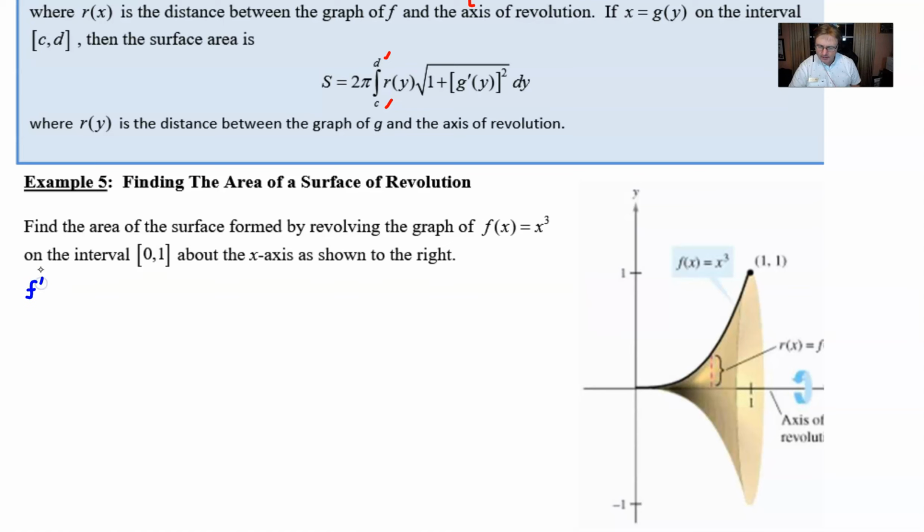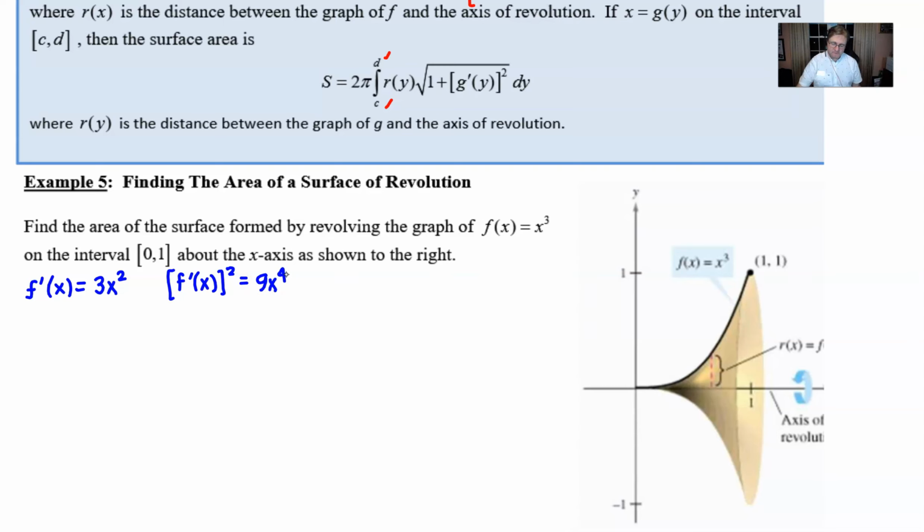Once again, arc length is on the BC exam. The surface area of revolution is not. But you could certainly encounter them in a college Calculus 2 course. So we're going to go ahead and take the derivative of f, which is 3x squared. That's pretty easy. And then we are going to take that derivative of f and square it. And that would give us 9x to the fourth.